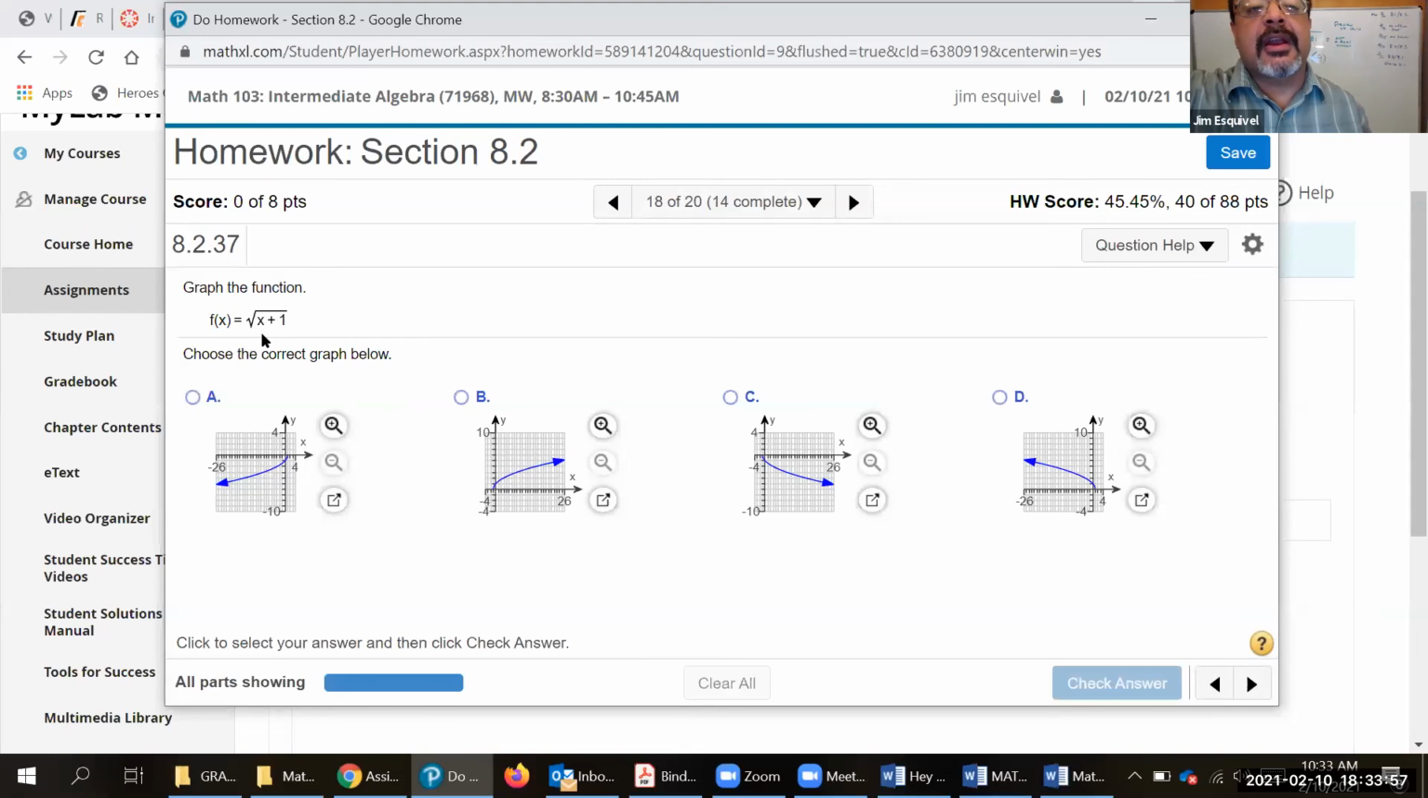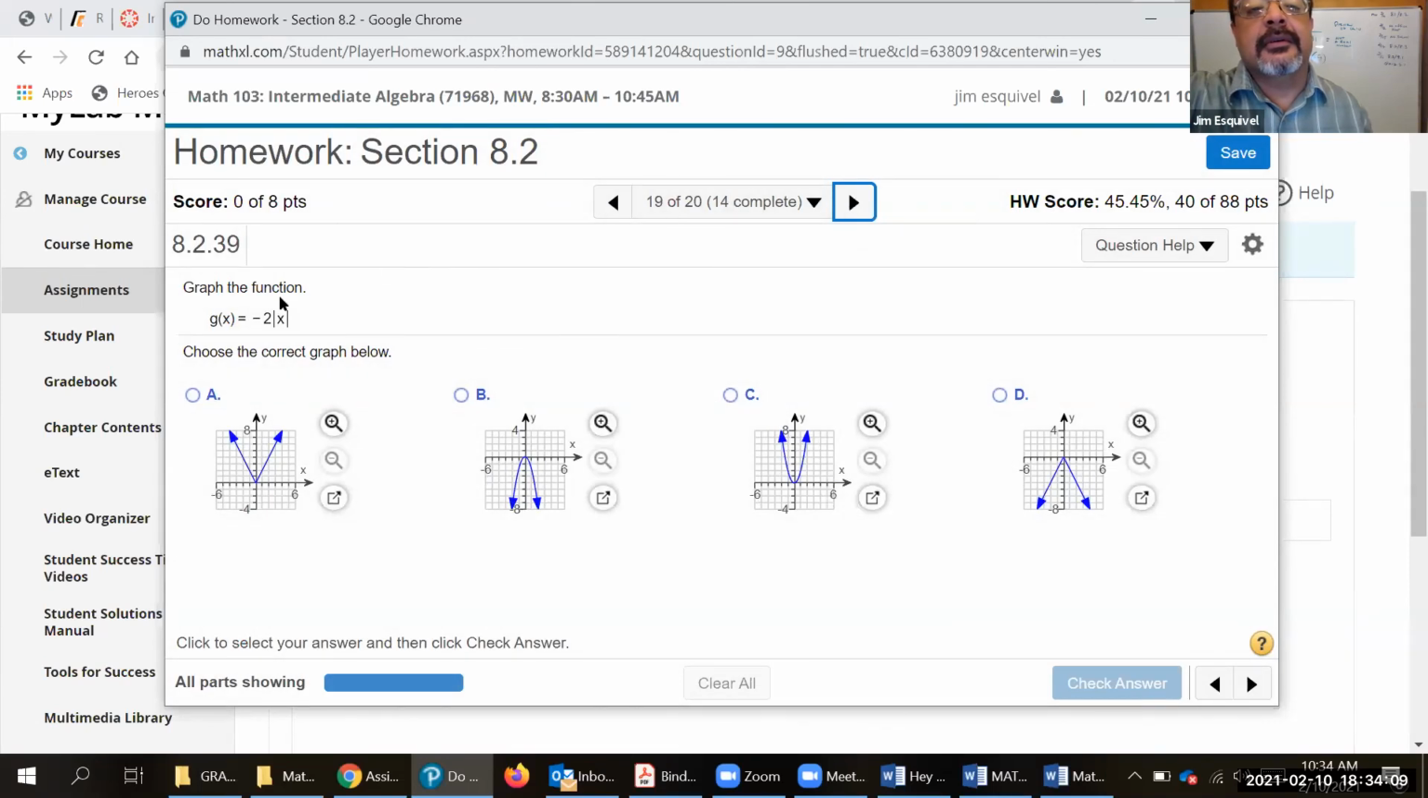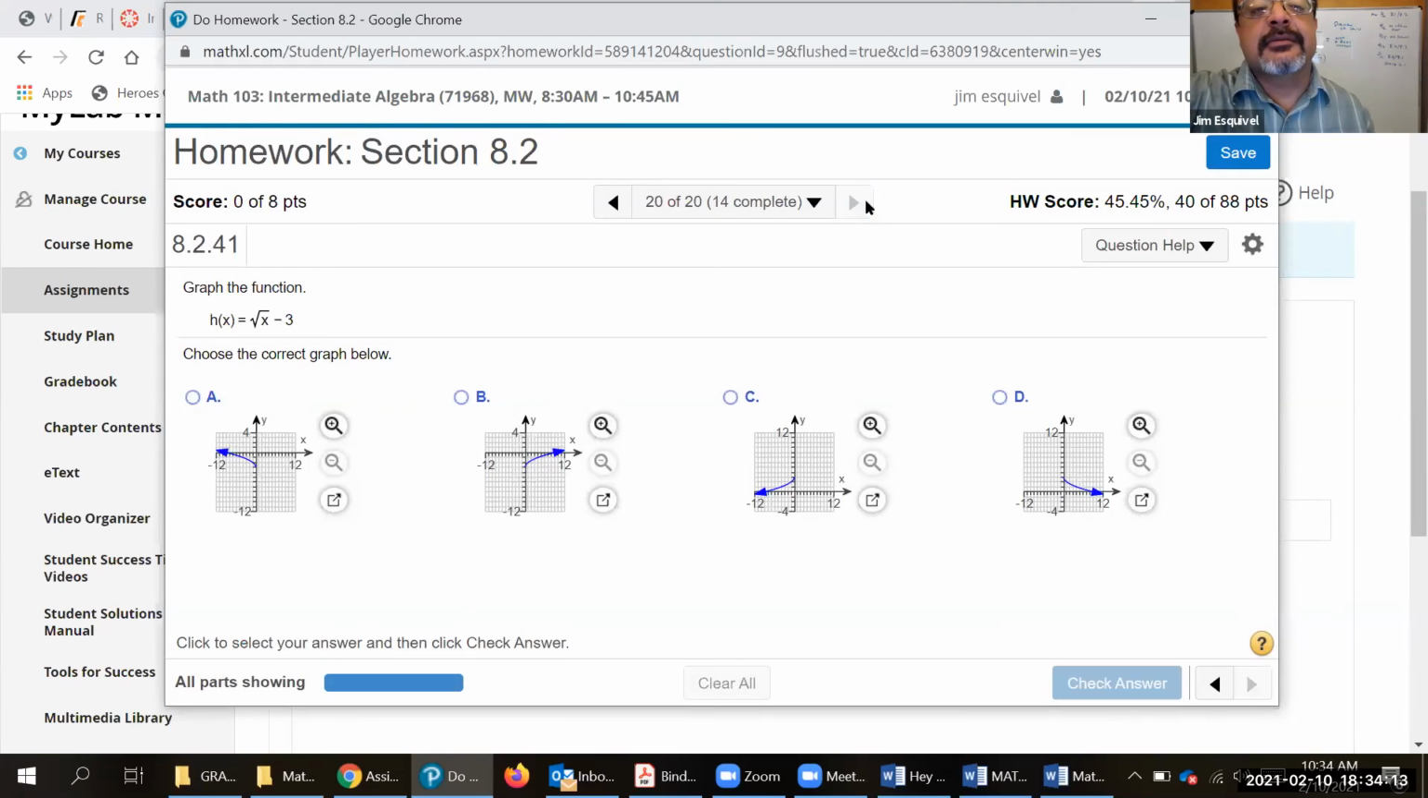And then we're going to learn how to graph square root. Now look at these crazy things. Okay. -2 times an absolute value of an x. And then the square root of an x minus 3.